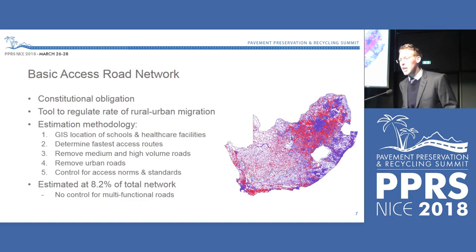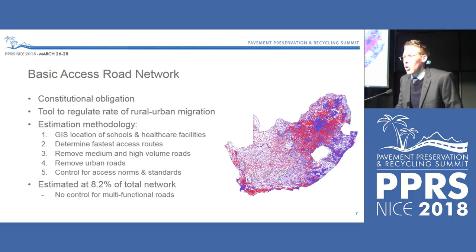Just a quick overview of the different classes and the analysis that we've done in South Africa: basic access roads were also a tool to regulate the rates of rural-urban migration, in the sense that if you're able to provide decent connections to basic services in the rural areas, it stops forced migration to access those essential services. So it was a useful tool, especially in South Africa, where rural-urban migration is happening at a rate faster than urban centers are able to accommodate in terms of their infrastructure. It's a very useful set of roads to provide, in addition to obviously the constitutional obligation.